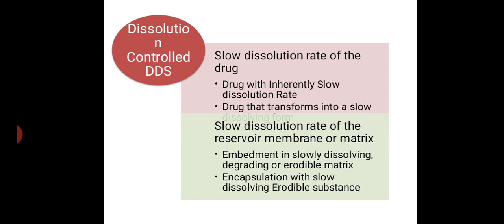Second one is slow dissolution rate of the reservoir membrane or the matrix system. So in this class, the membrane or the matrix is dissolving very slowly. If it is dissolving slowly, it releases the drug also at a very slow rate.